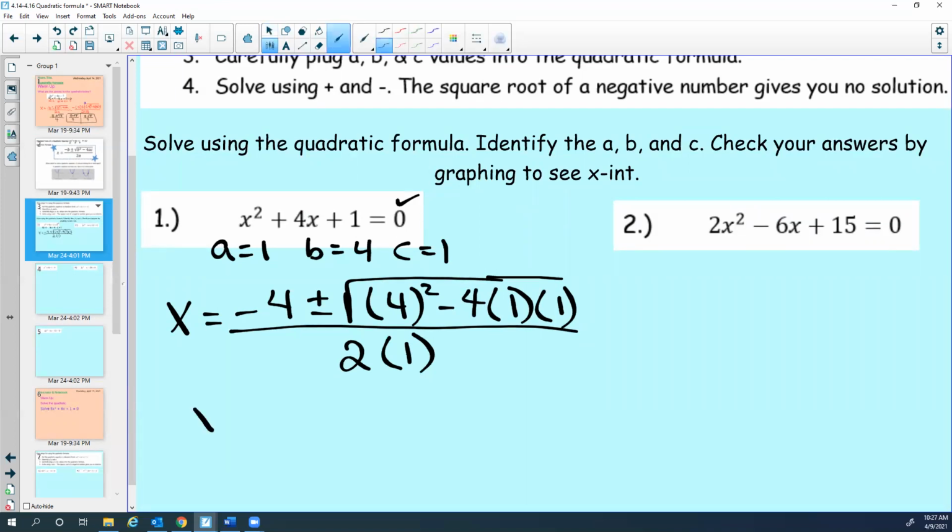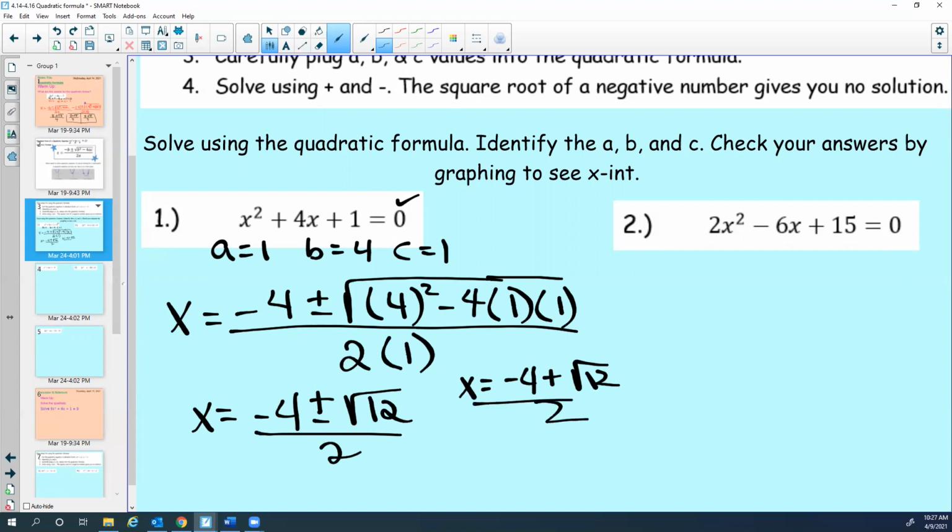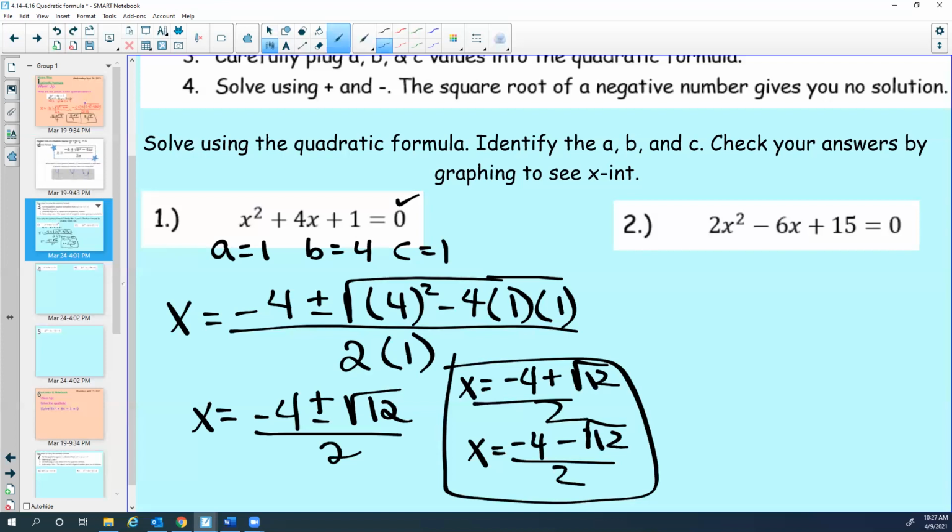So I get x equals negative 4 plus or minus the square root of 12 over 2 times 1, which is 2. So that tells me my two answers are x equals negative 4 plus the square root of 12 over 2, and x equals negative 4 minus the square root of 12 over 2. All right, why don't you pause the video and see if you can try the next one.